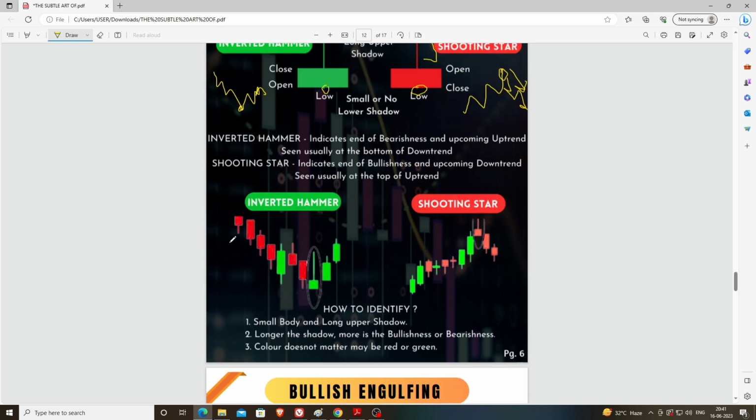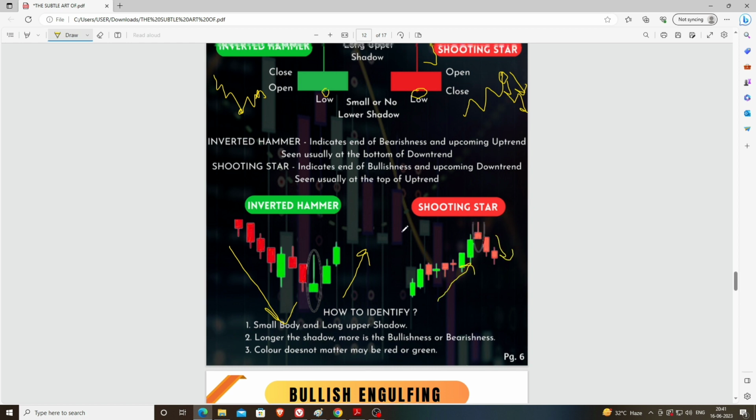Here you can see the similar thing. A downtrend, its formation, and boom. And then the market is going boom. And same thing here, it's an uptrend, its formation, and the market is going boom.